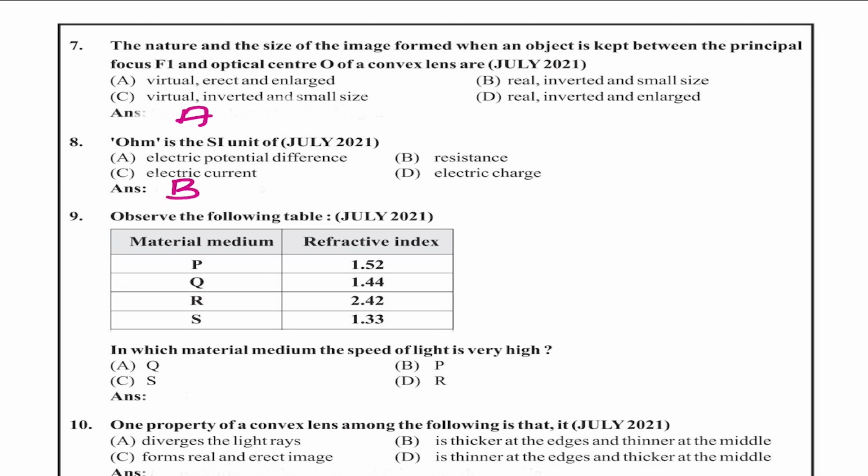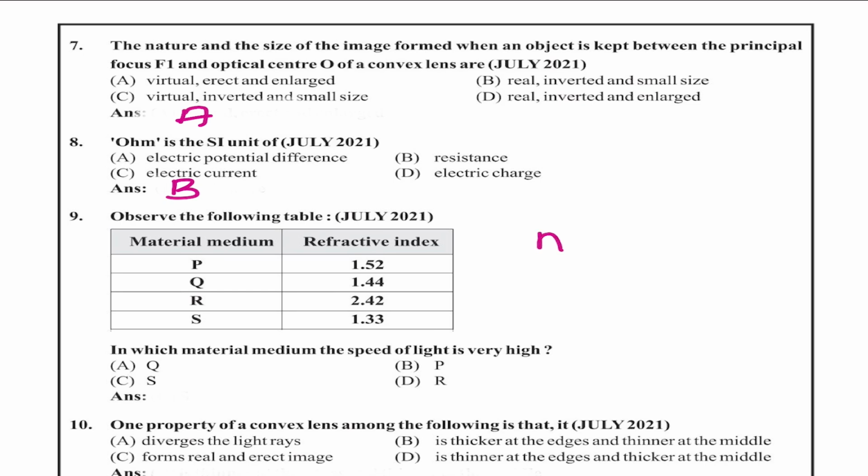Coming to the ninth question. Observe the following table. We have 2 columns in which we have 4 types of material medium P, Q, R, S and their respective refractive indices given. These are the different refractive indices of these materials. So in which material medium is the speed of light very high? There is a relation between the refractive index and speed of the light. If we know that formula, it is very easy for us to compare.